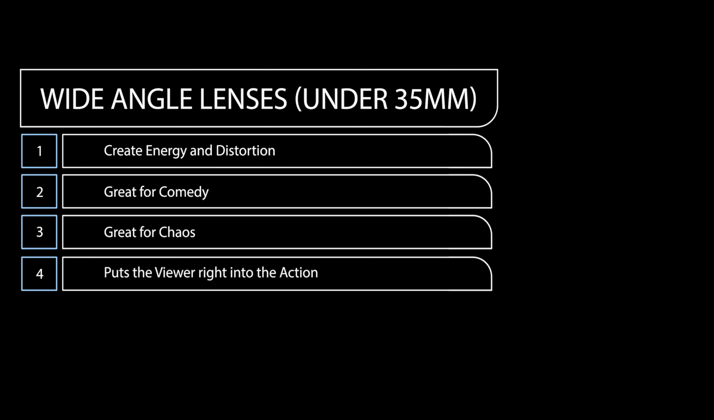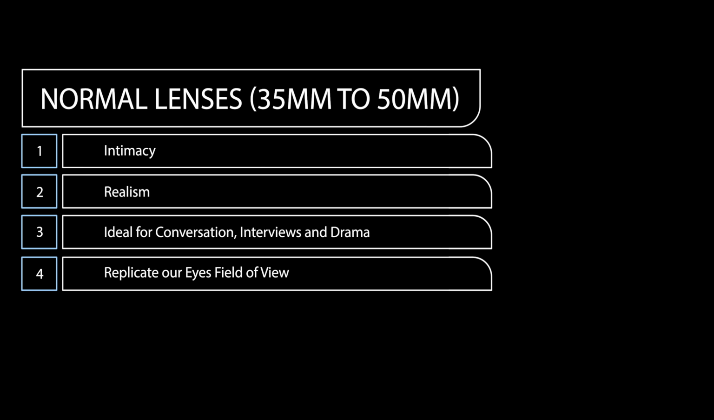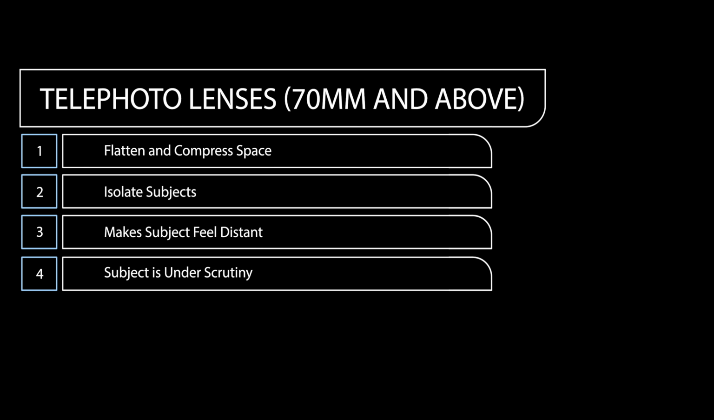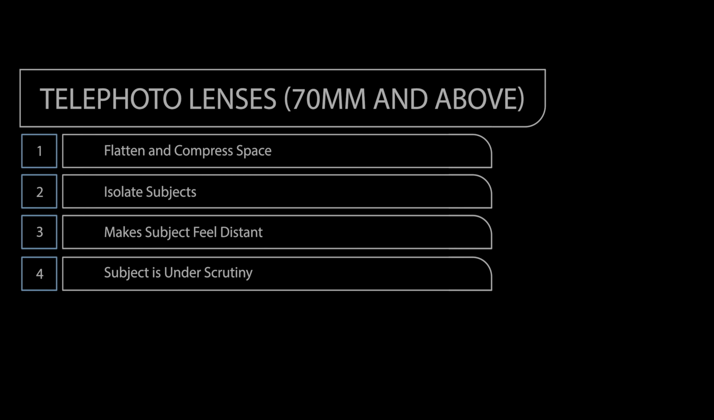Wide lenses, around 24mm, create energy and distortion. They're great for comedy, chaos, or putting the viewer right into the action. Normal lenses, 35 to 50mm, offer intimacy and realism. They're ideal for conversation, interviews, and drama. Telephoto lenses, 70mm and above, flatten space, making subjects feel isolated, distant, or under scrutiny.